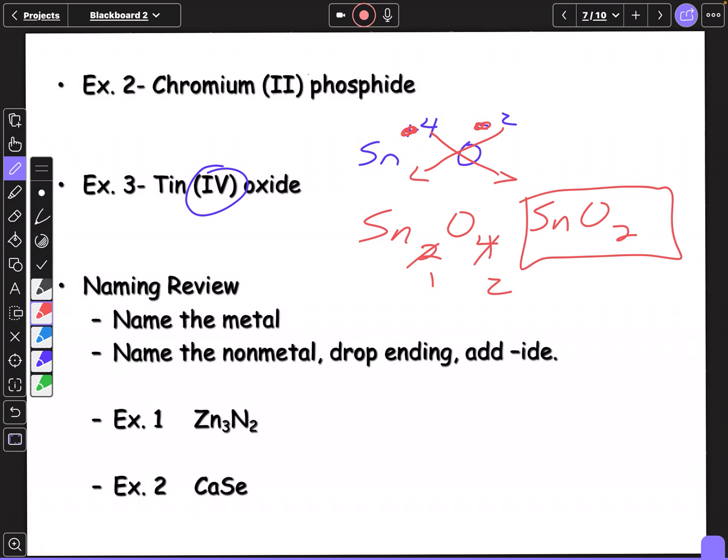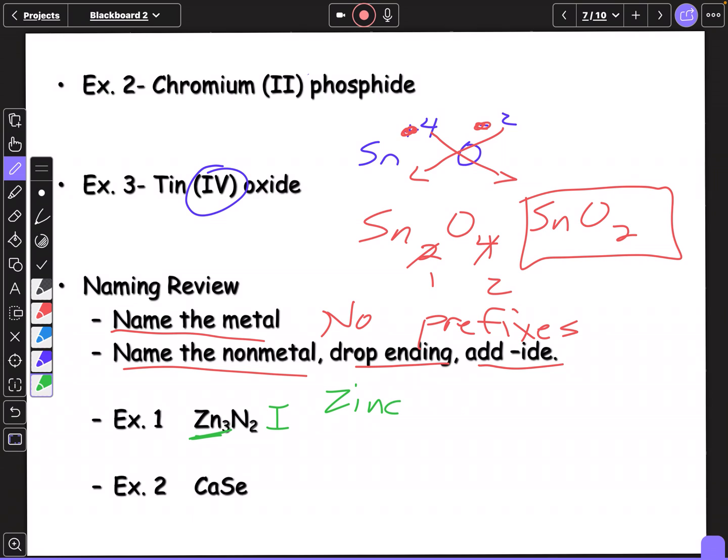Now, naming, to review over the ionic compounds, I simply name the metal, I name the nonmetal, drop the ending, and add IDE. No prefixes with ionic compounds, only covalent. So I always look at the first element. First element in this example, Zn3N2. I look, zinc is on the left side of this stair-step line. It is a metal, so that's got to be an ionic compound. So I'm going to name it like an ionic compound. That is zinc nitride.